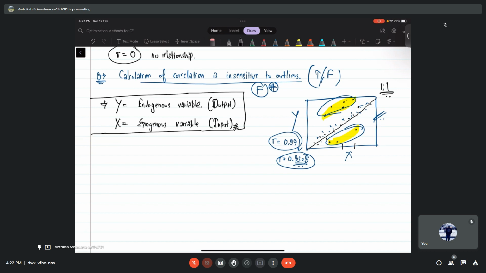Okay, now we have defined outliers, and let's see what else was there in this. So yeah, now let's come to the simple linear regression.